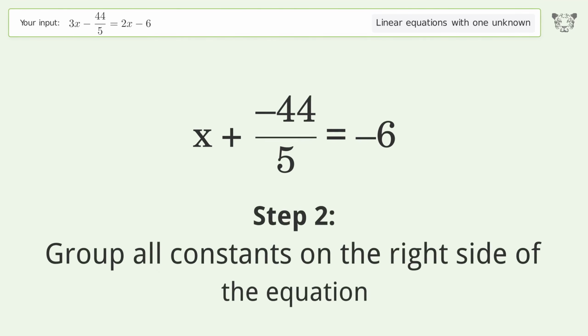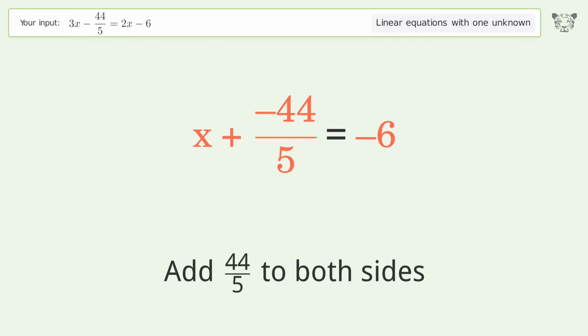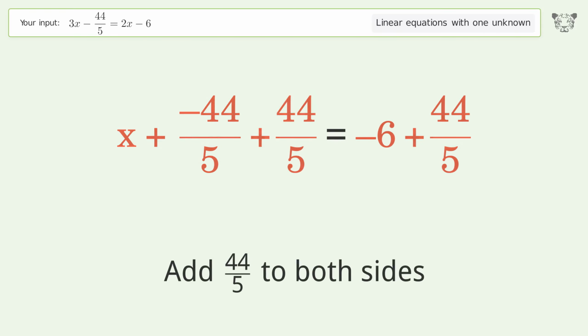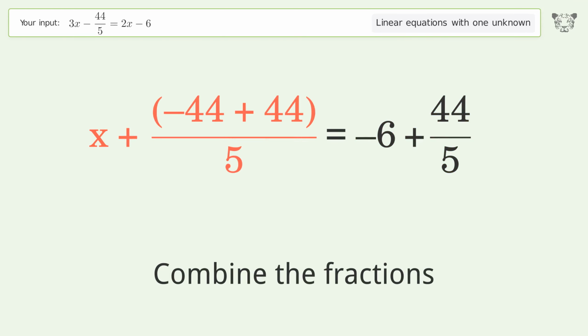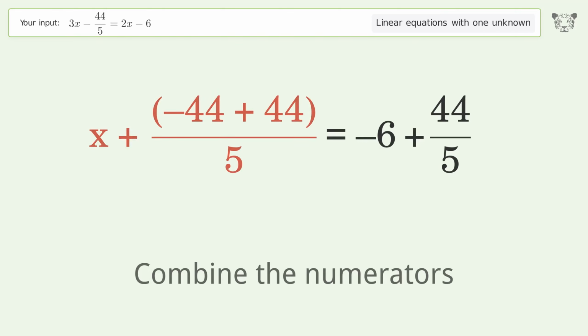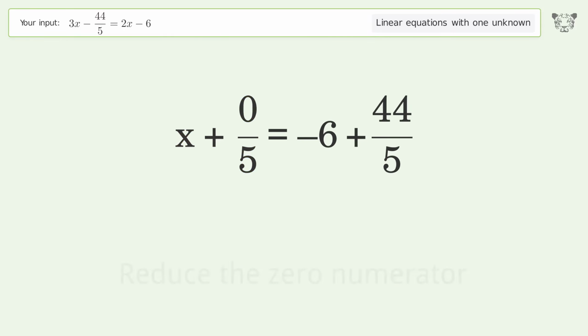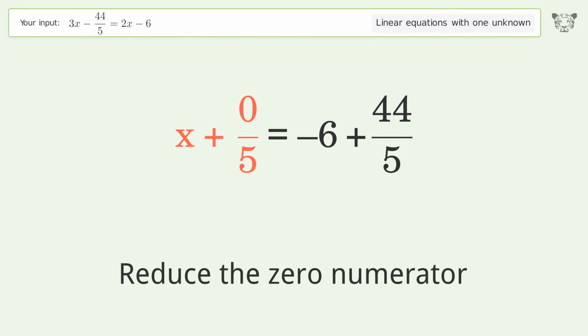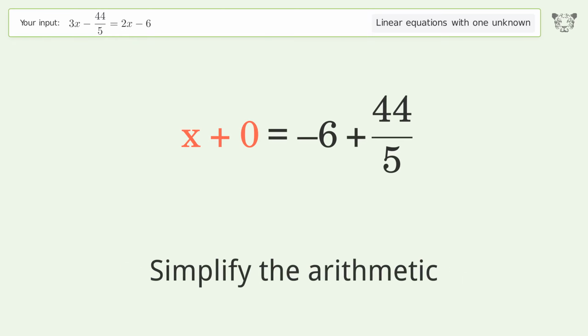Group all constants on the right side of the equation. Add 44 over 5 to both sides. Combine the fractions. Combine the numerators. Reduce the zero numerator. Simplify the arithmetic.